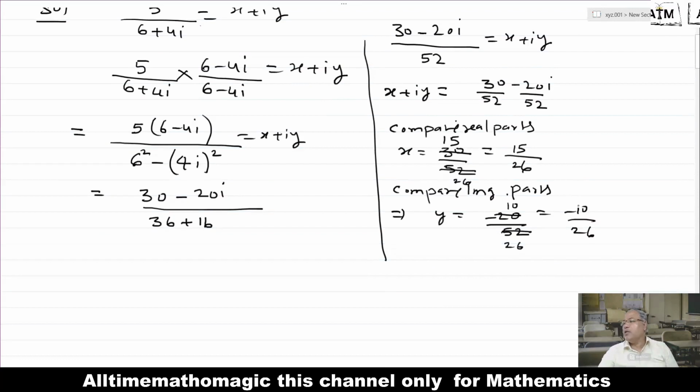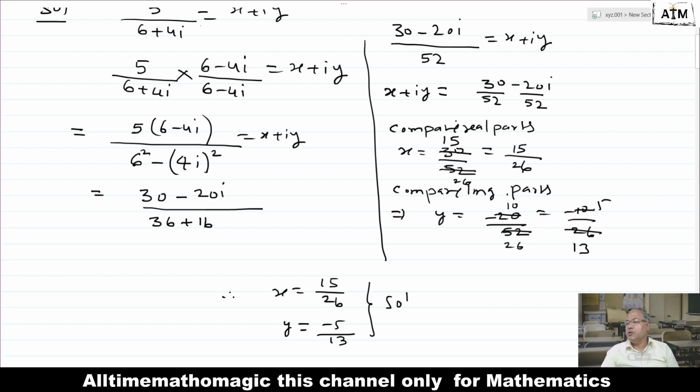Therefore, further cancellation possible here. 2 fives are 10 and 13. Therefore, x equals to 15 upon 26 and y equals to minus 5 upon 13. This is solution set.